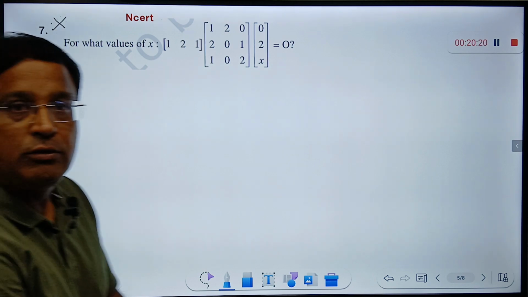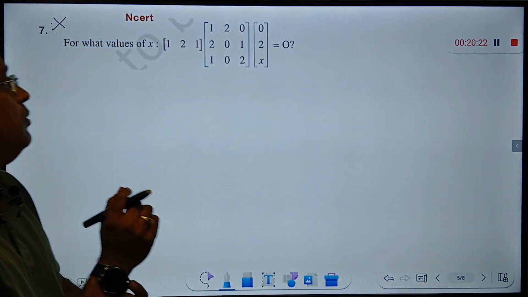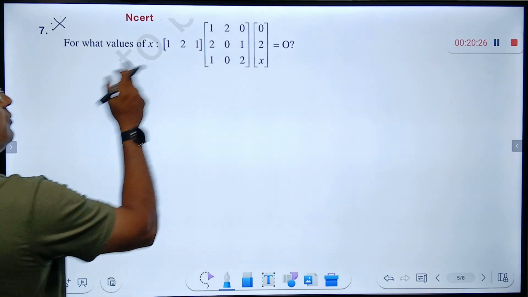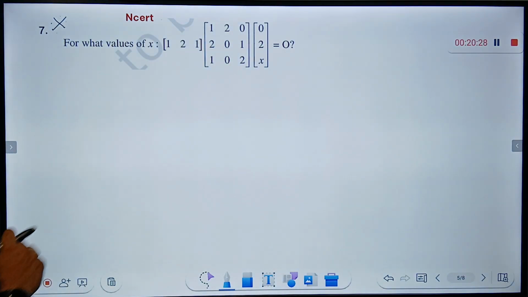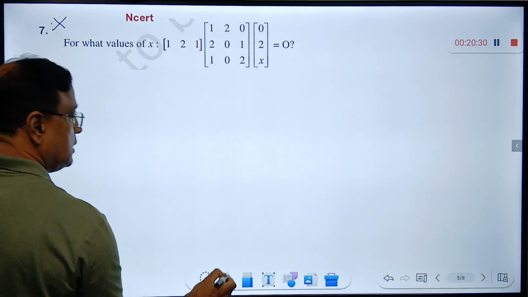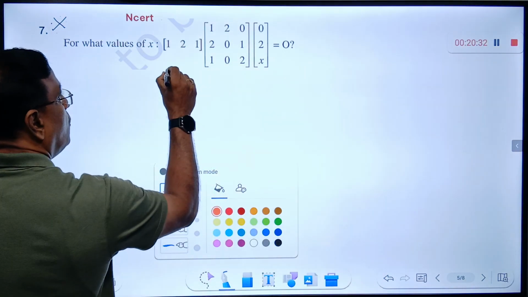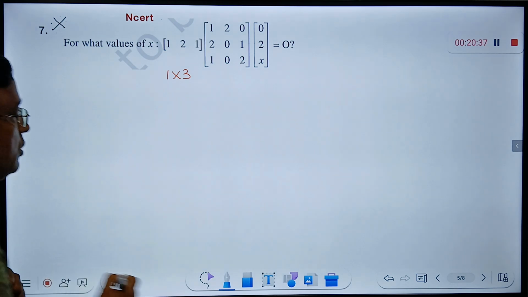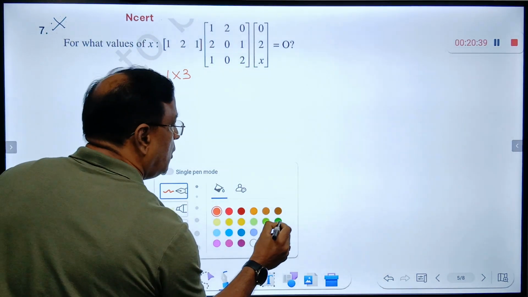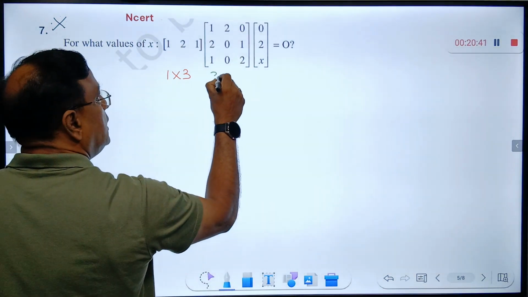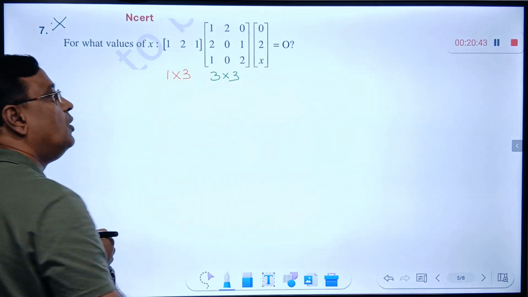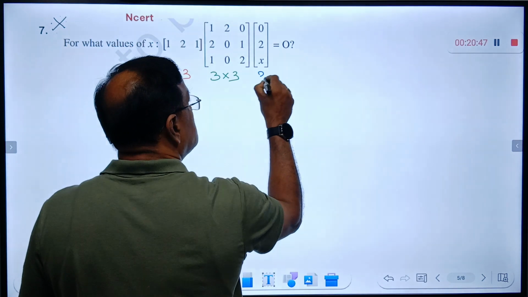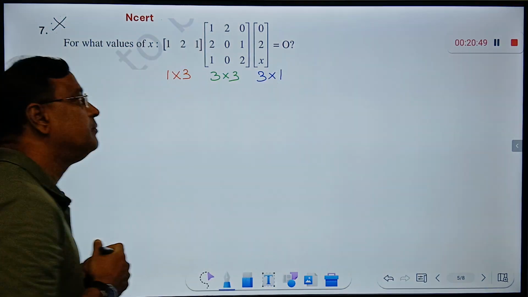Okay. You have to solve this equation. Very, very important question. Now, there are three matrices given. What is the order of the first matrix? The order of the first matrix is 1 by 3. What is the order of the second matrix? The order of the second matrix is 3 by 3. What is the order of the third matrix? The order of the third matrix is 3 by 1.